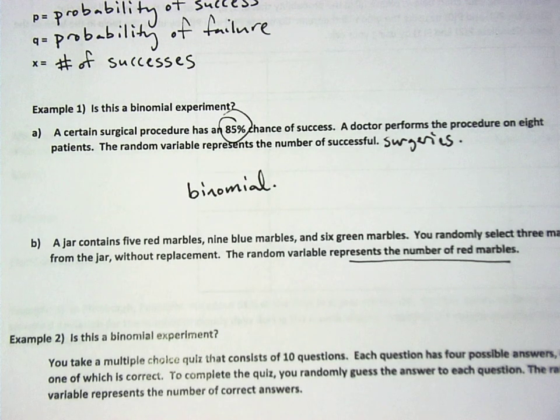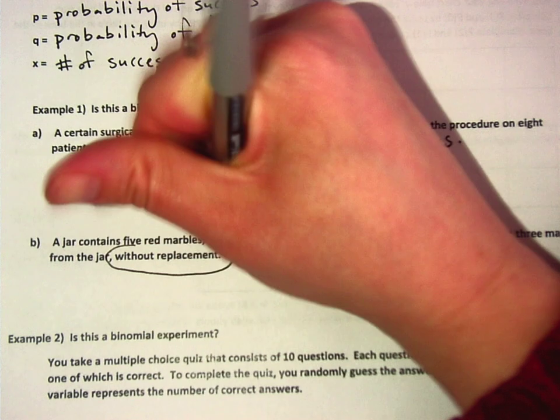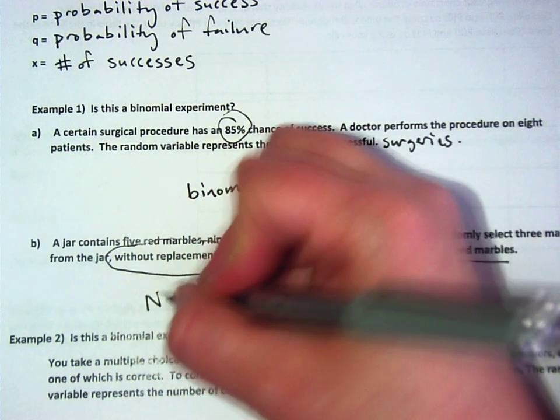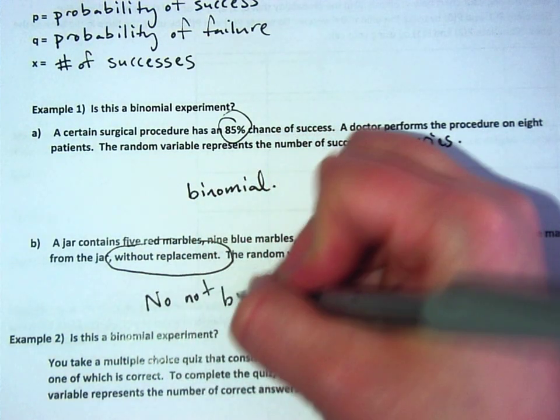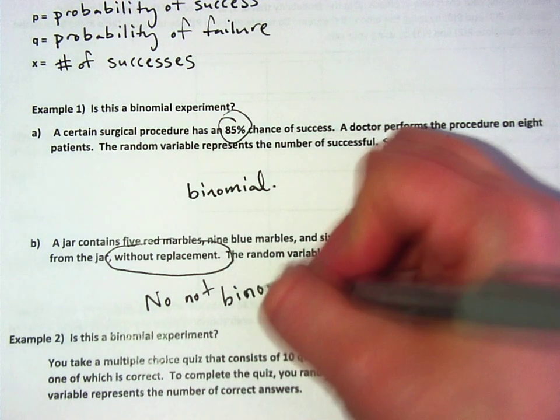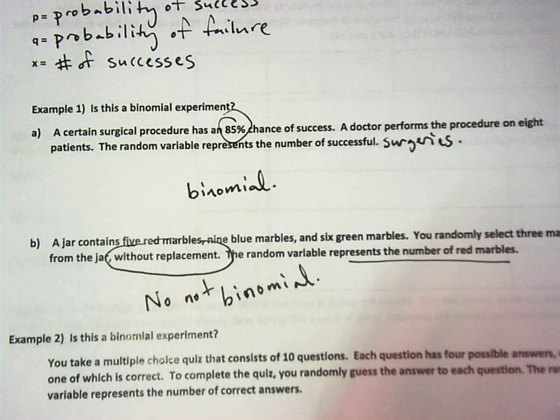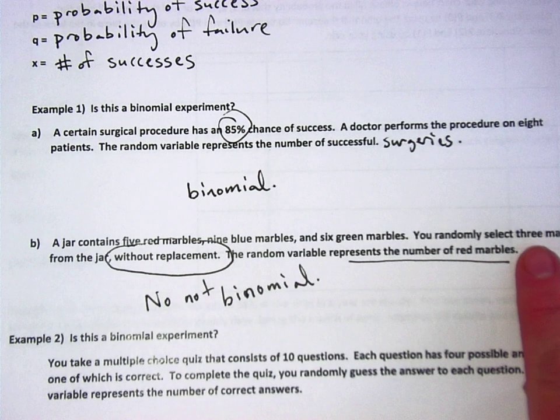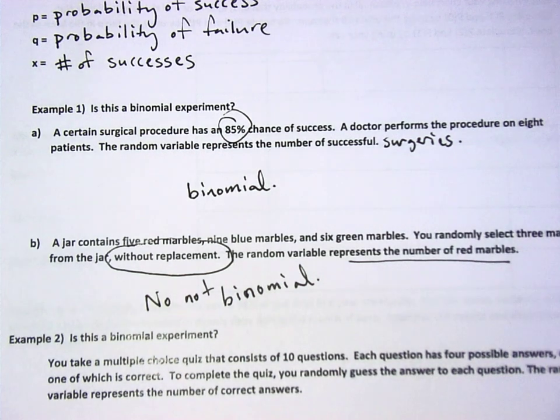Probability of success being the same for every trial? No. No, why? Because you don't replace the marble. Because you don't replace the marble right here, this without replacement. So this is no, not binomial. If it was replacement? Yes, then it would be binomial. Remember, a fixed number of trials, we said we're going to pick 3 out. That's our fixed number. Okay.